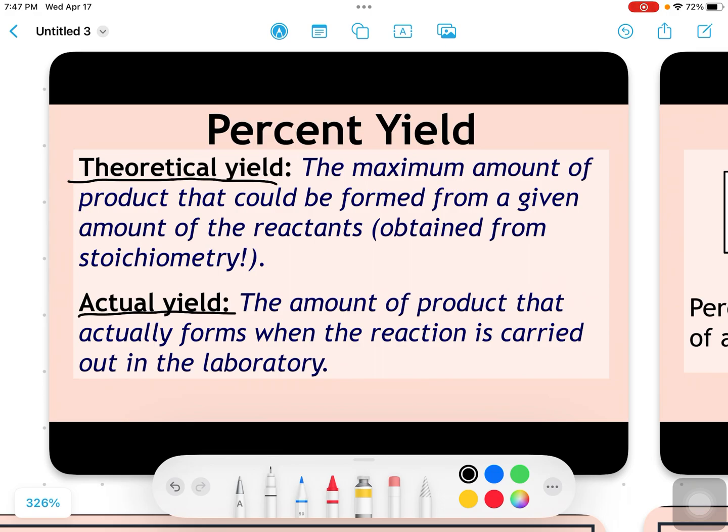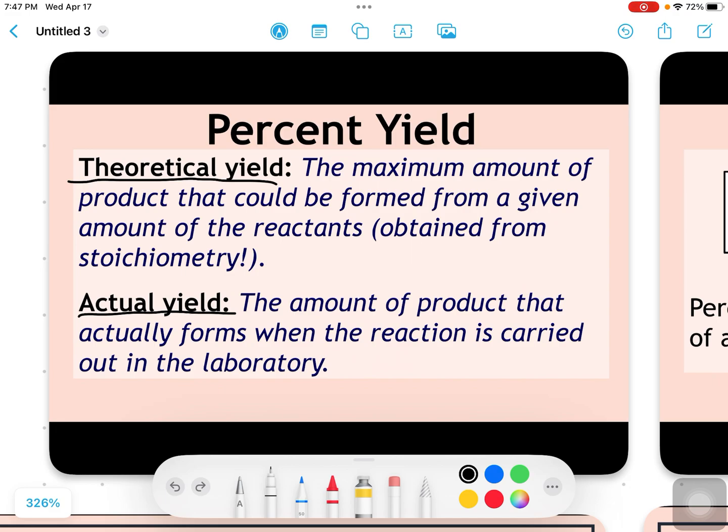So when we carry out our reactions in a lab, it is never going to match this exactly. And the reason for that is because there's always going to be some sort of error, whether it's human error, machine error, or the environment's not right for the reaction to take place as it would be in the perfect ideal world. And so it's never going to be fully perfect.